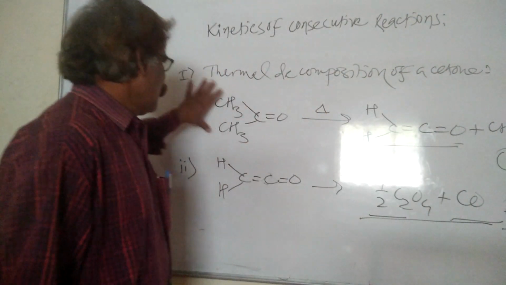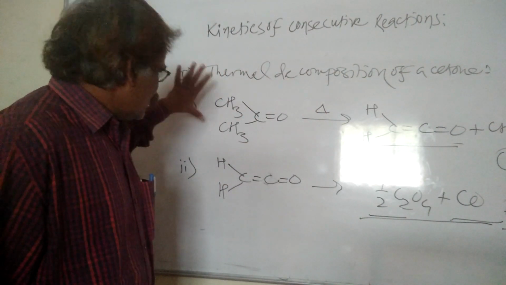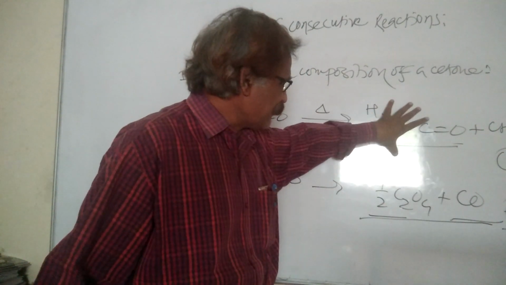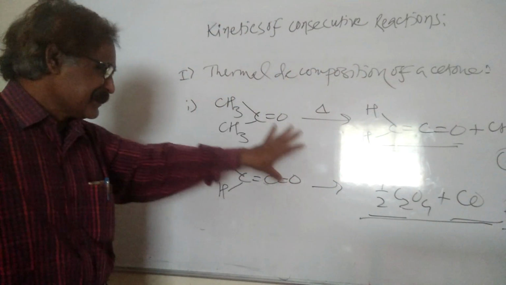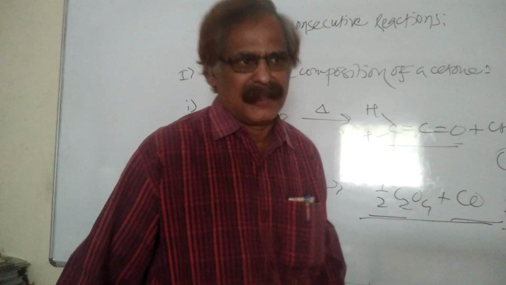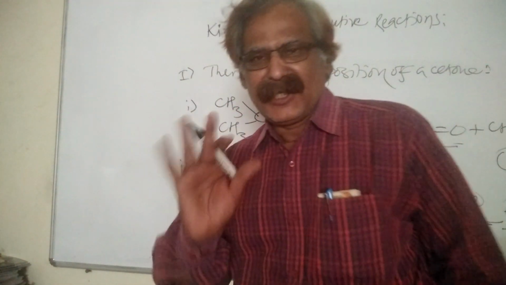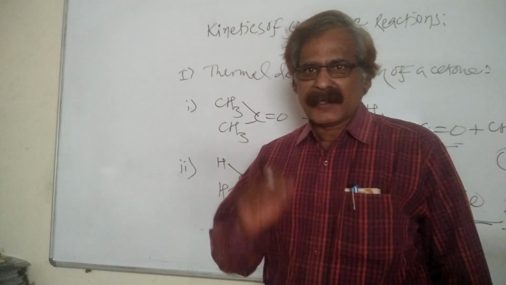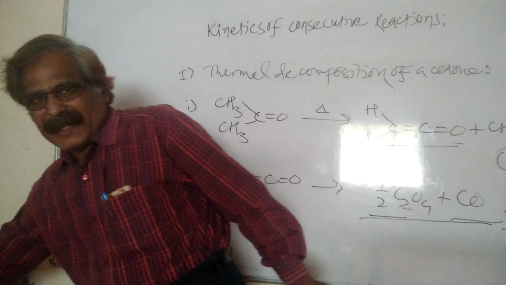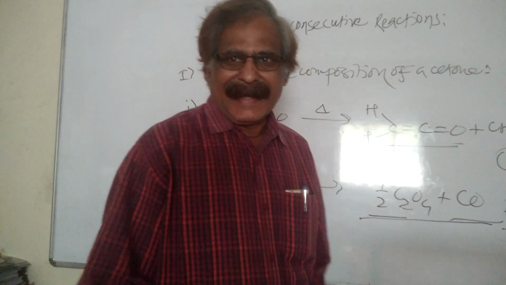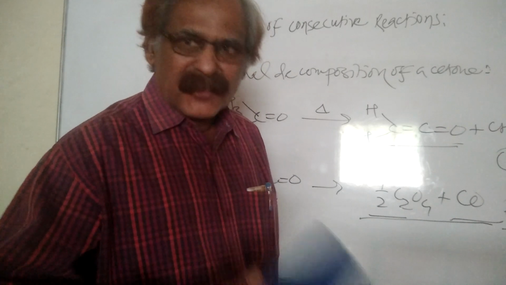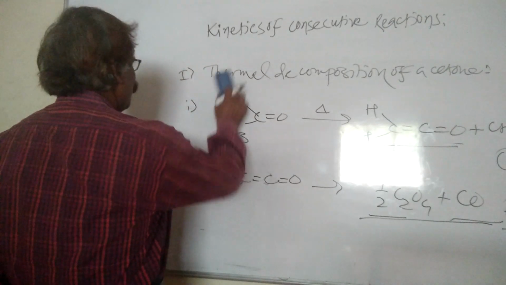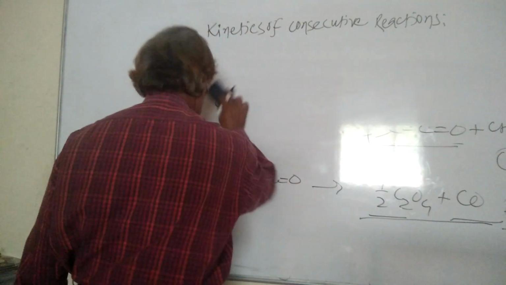In the first step, acetone is converted into these two products. Out of these two products, this product is converted in the second step into ethene and carbon monoxide. In this way we have seen what is a consecutive reaction. I am sure you must have understood what a consecutive reaction is and how it occurs. So with this, let us see one more example of a consecutive reaction.